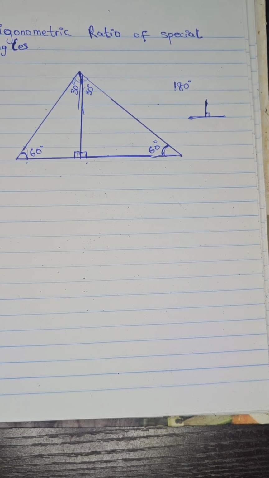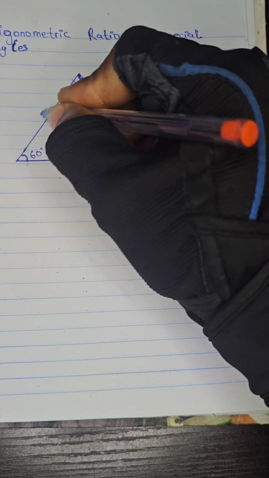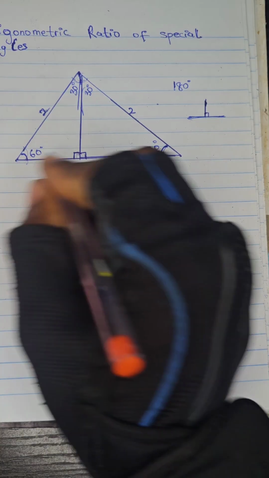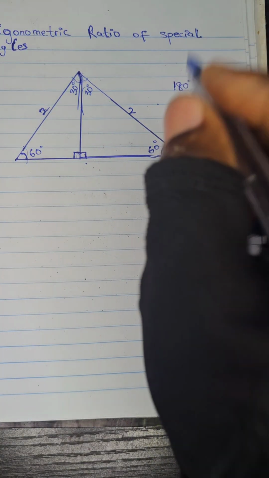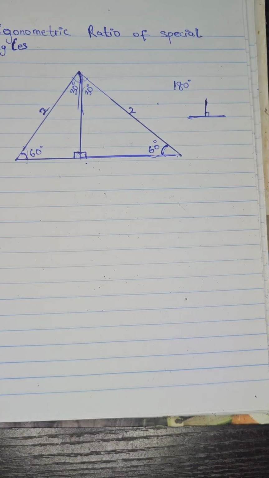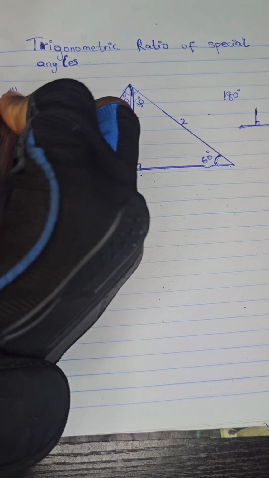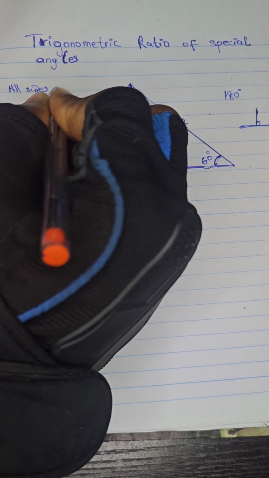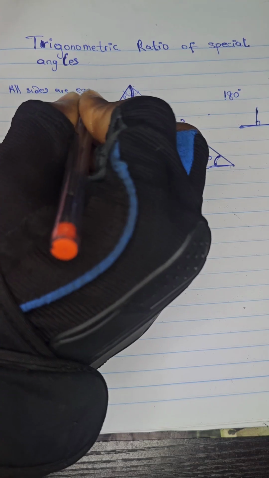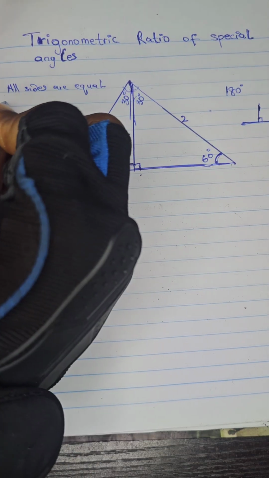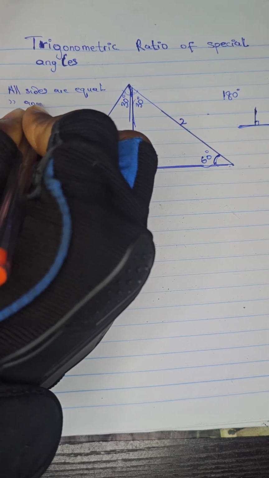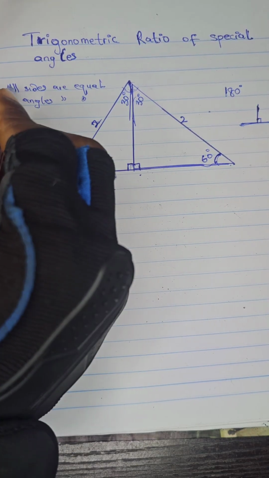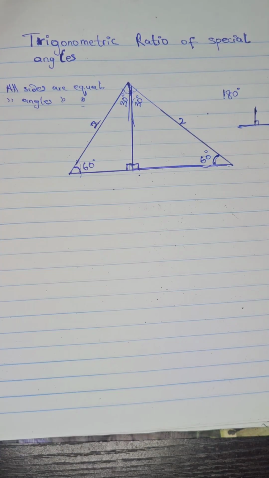Next, the sides. Let's assume here is 2, so it's easy for us for the calculation, and here is 2. From here to here is 2. Since it's an equilateral triangle, it means that all sides are equal. All angles are equal. This is a sign to tell that this is what is supposed to be here.